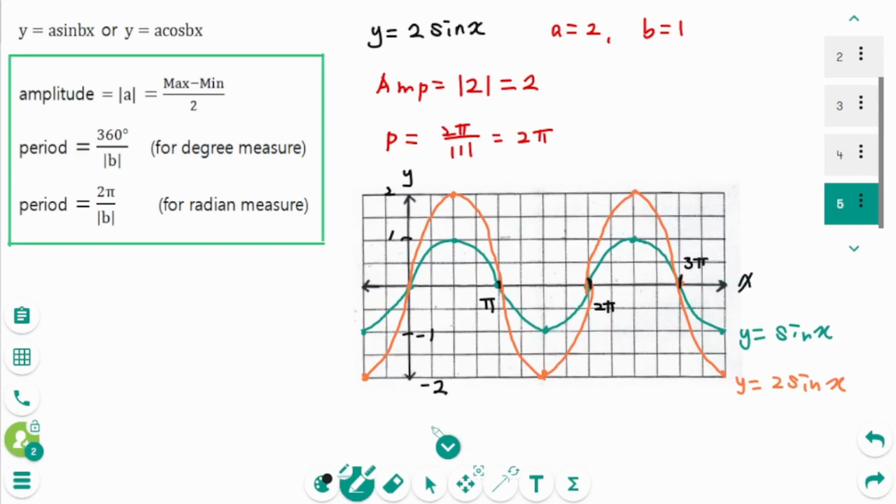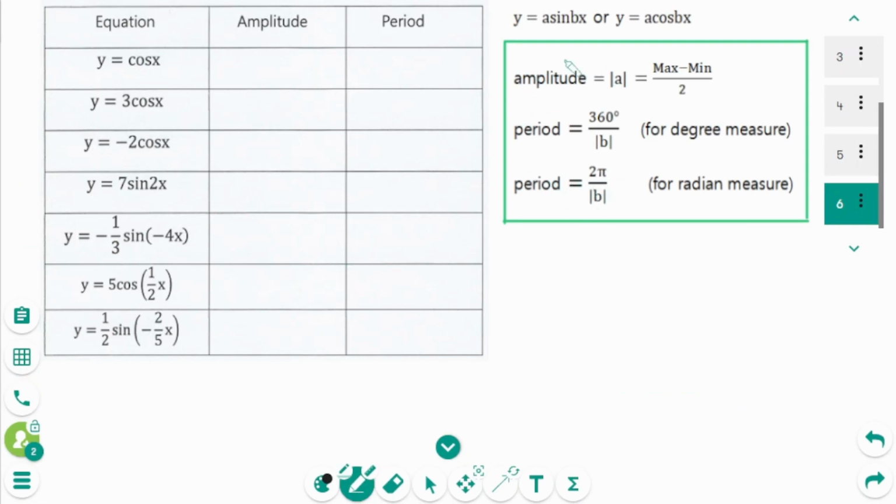We can also check it with the graph. The amplitude is 2. The period, all this, is 2 pi. We now know that we don't have to draw graphs to check. Of course, we need to know how to draw graphs, but let's use a formula to find the period and amplitude without drawing graphs. Use the formulas.